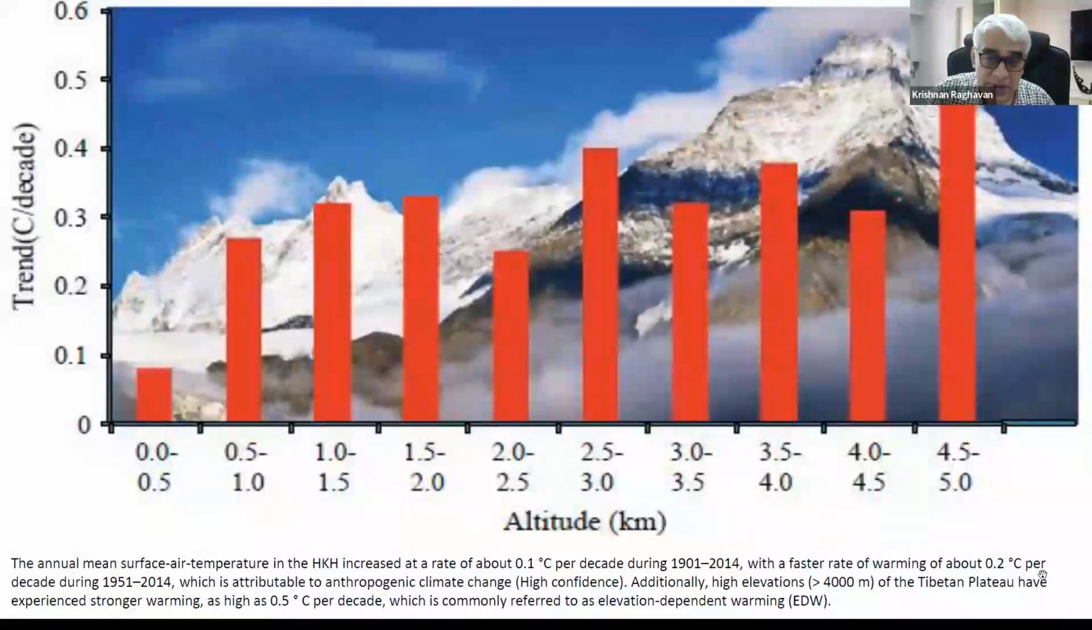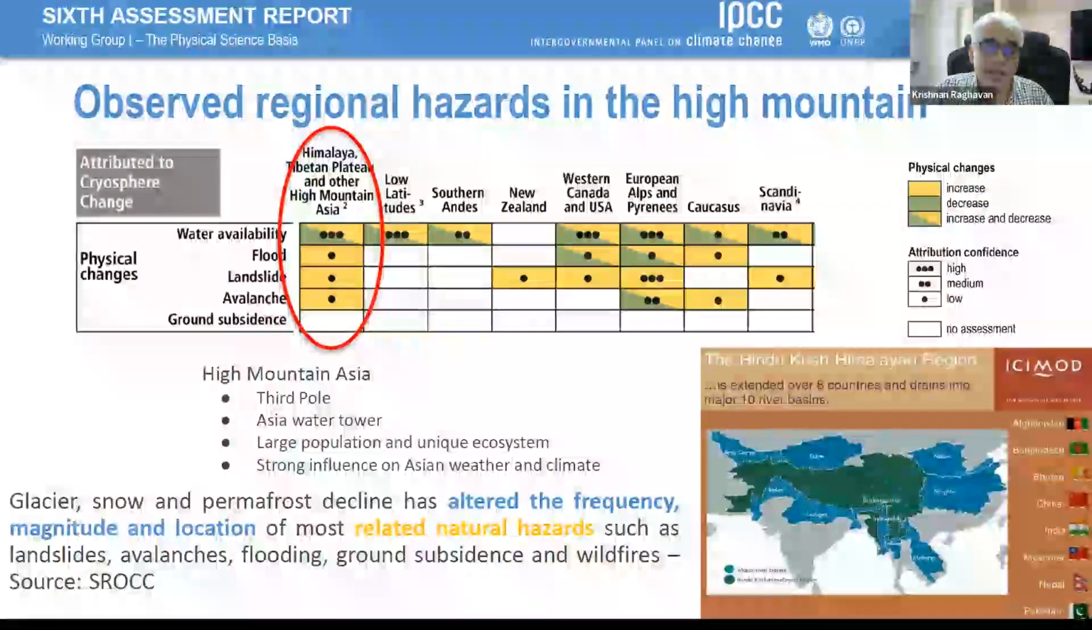So this elevation dependent warming is still a topic of research, and why it's happening. But this is seen in the observations. And because of this increased warming in the third pole environment, it has, this is from the special report of the AR6, the Ocean and Cryosphere Special Report, SROC.